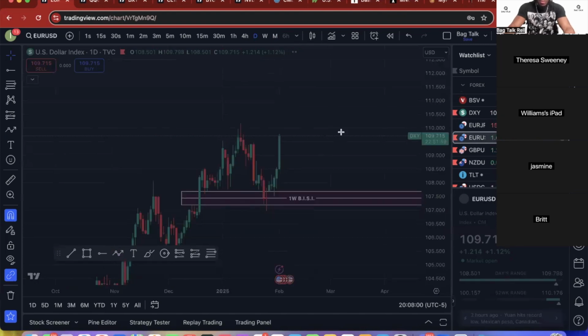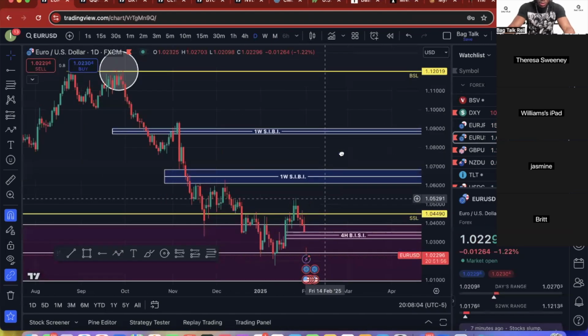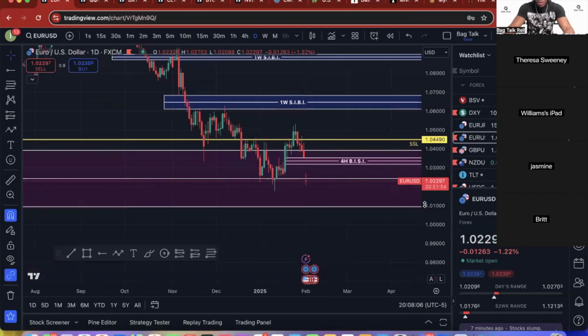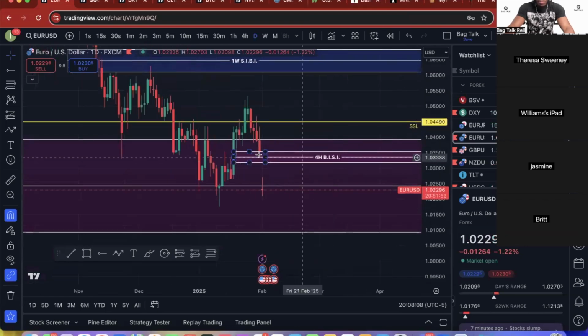Let's go to Euro. Look at the gap down. You already know what's up. So, I told you I chart this stuff Friday and Saturday, right? Today is Sunday.